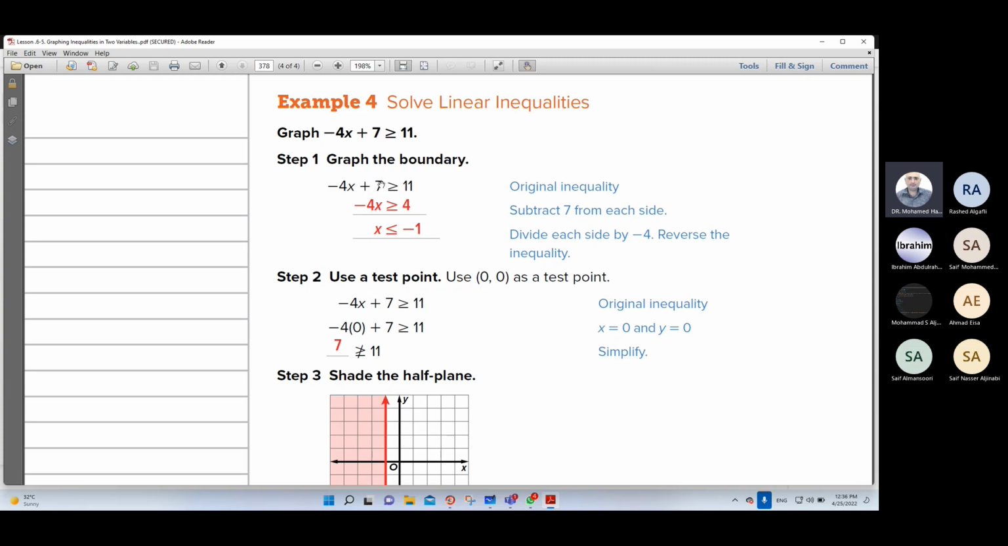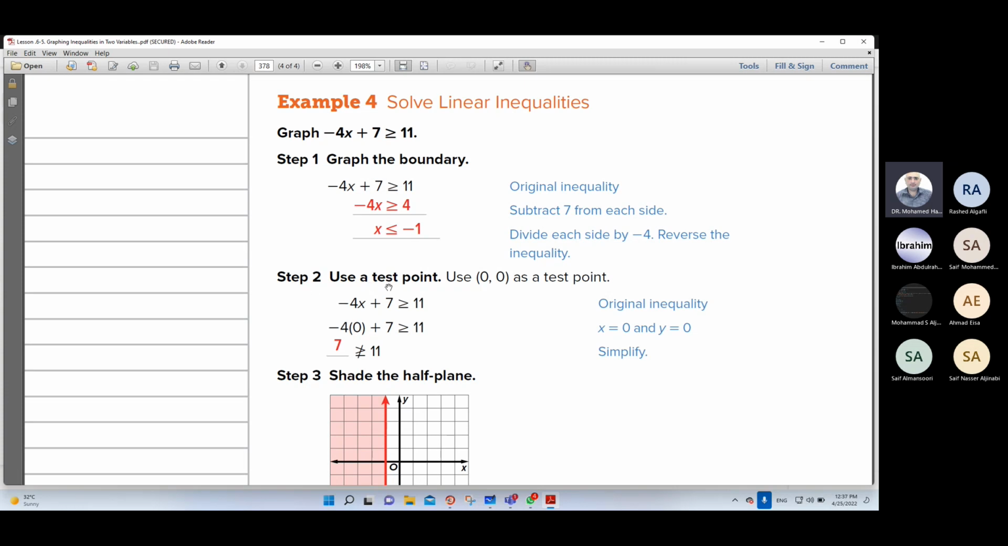We can subtract 7 from the two sides. 11 minus 7 will be 4. Then we can remove negative 4 from here, so divide the two sides by negative 4 and switch the sign because you divided by a negative number. You will get x less than or equal to negative 1.